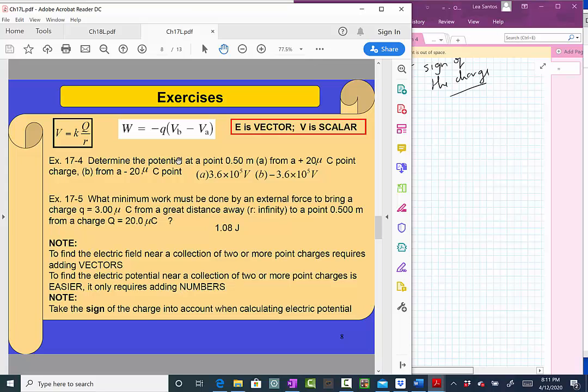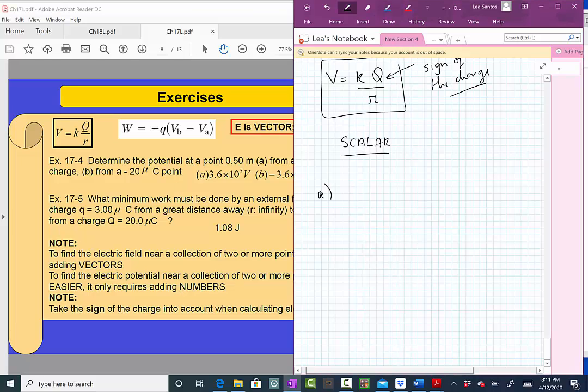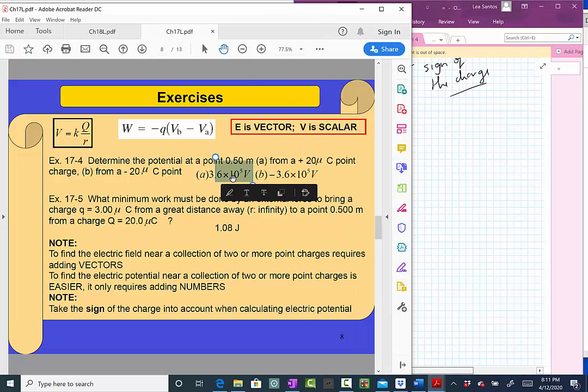They want to know what is the electric potential at this point, this distance, for these two cases. One case is where the particle is positive 20 microcoulomb. The other case is a charge that is negative 20 microcoulomb. How are we going to do this? Very simple. Part A, the positive charge, well, you have to put the value of K. Remember, K is close to 9 times 10 to the 9. Q, we have the Q here, 20.